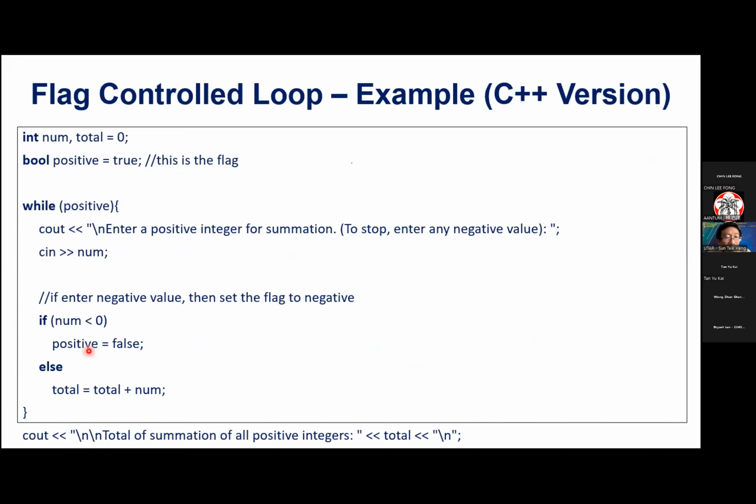That means in your program, you must ensure there must be a point in time where you will be able to set the variable positive to become false. Such as in this case here, you can see we set the variable positive to have the value false when num is less than 0. So when your num is less than 0, we set the variable positive to false, and therefore the while loop will terminate. This while loop will terminate because the condition here will be false. Okay, so this is a flag.